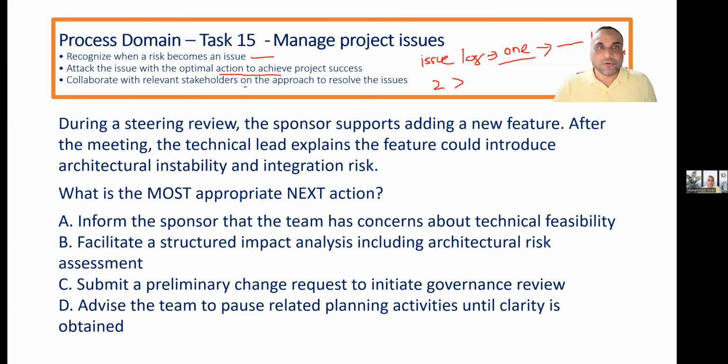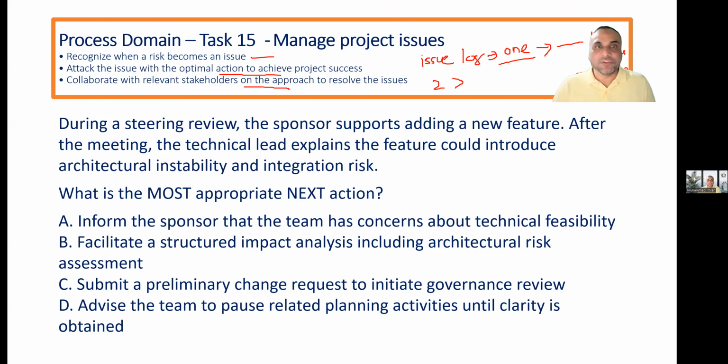Collaborate with relevant stakeholders on the approach to resolve issues, because when you find out how the issue can be resolved, you will not take action directly. As I said, you will follow the change control procedure, follow the stakeholder engagement plan, see the governance structure of who can approve what, and then work with them to apply those corrective actions and preventive actions for the future. So if you have this ideology, let's go and solve the question.